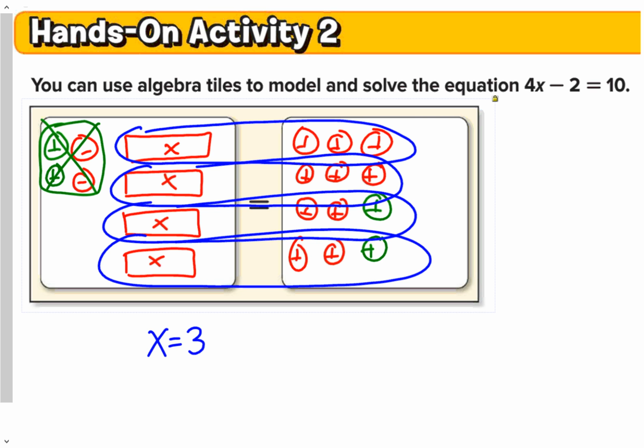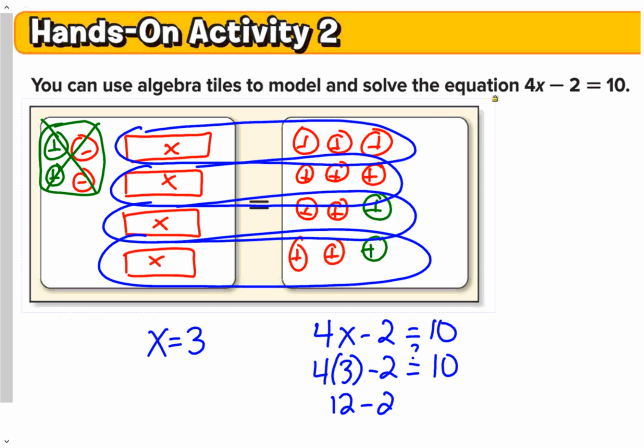And just so you know, what you should do is check your answers just to make sure. So 4 times 3 minus 2. Does that equal 10? So 4 times 3 is 12. And then 10 equals 10. So our model was correct. We got the answer right. So I'm going to do a couple more examples with you. Fill in on page 467.